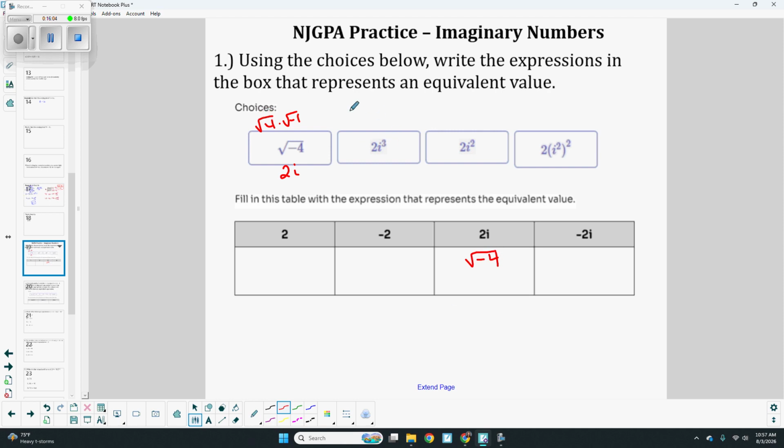2 times i to the third was 2 times i squared times i. So that was 2 times negative 1 times i, which would be negative 2i. So that would go here. 2i squared is just 2 times negative 1. So that's negative 2. So that would go there. And then 2 times i squared squared is 2 times i to the fourth, which is 2 times a positive 1, which is 2. So that would go there.